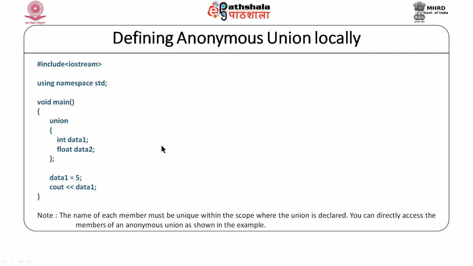But to do this, the names of the data members of this union must be unique within the scope in which it has been defined. What is the scope in which the union has been defined? Here we are defining the union in the function main. So, the scope of the union is this function main. Within the main function, these data names must be unique, otherwise there will be an ambiguous situation which the compiler will not be able to resolve, and therefore the compiler would not allow you to have names of union members which are not unique.